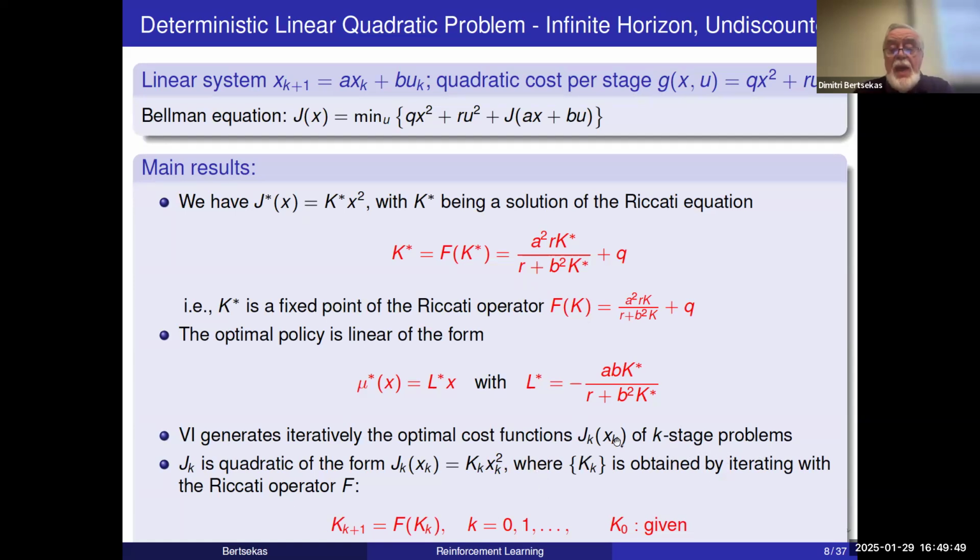And these J_K's are quadratic of this form, where K_K is a scalar, which is obtained by iterating with the Riccati operator K times, starting from a given non-negative initial condition. And that's the form of value iteration. It doesn't iterate on the J_K's, it iterates rather on the coefficients K_K, and has this form. It iterates with the Riccati operator that's given by this.